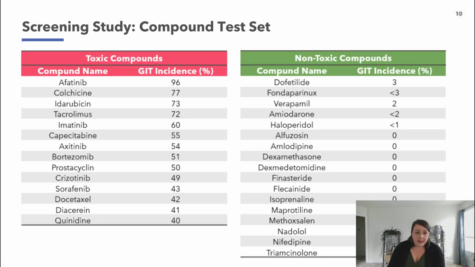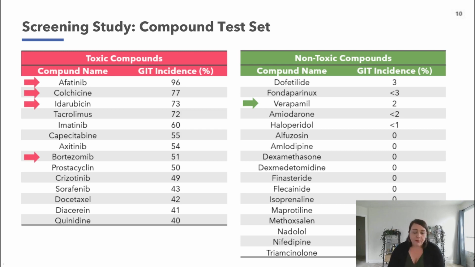So back to our study design, what we did is we have this very large compound test set. I will not be going through all of these compounds. We'll just pull a couple of them that I've highlighted here with the arrows. But you can see we have a long list of toxic compounds by Peter's group with varying incidences of clinical diarrhea from 40 to 96%. And then we also have an even larger set of non-toxic compounds.